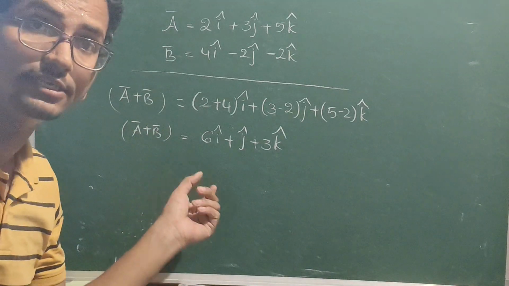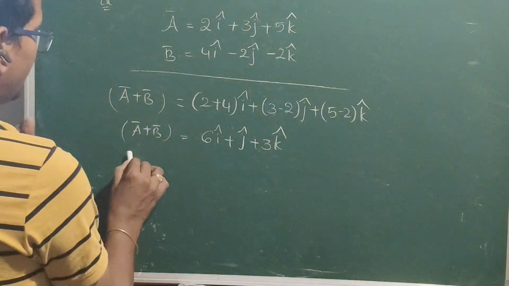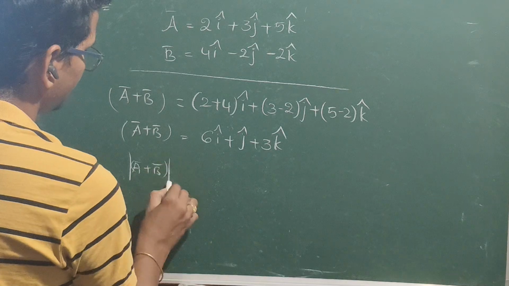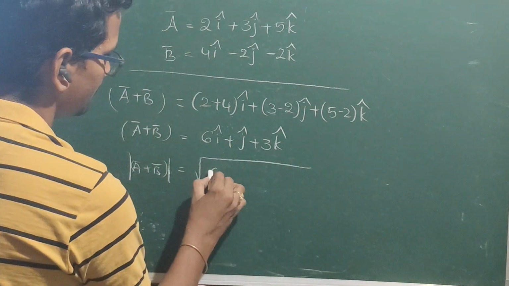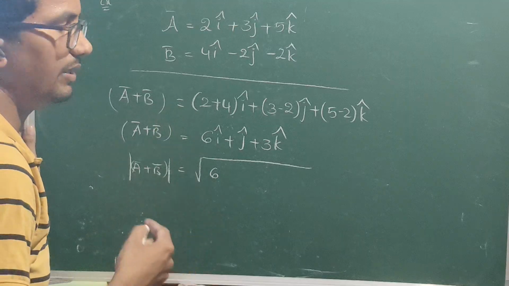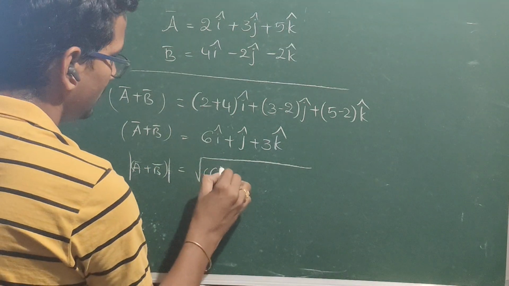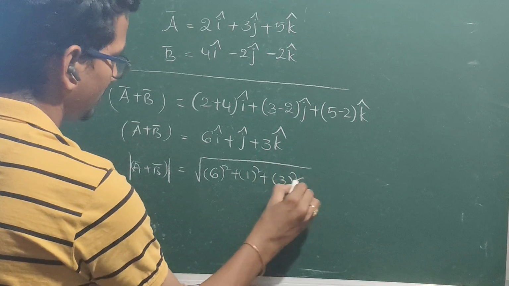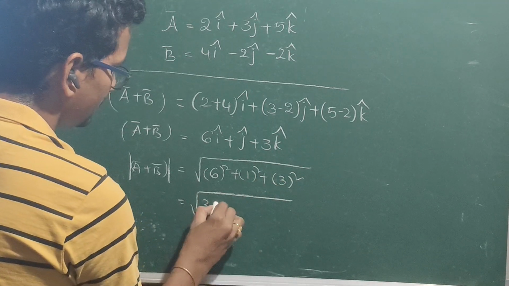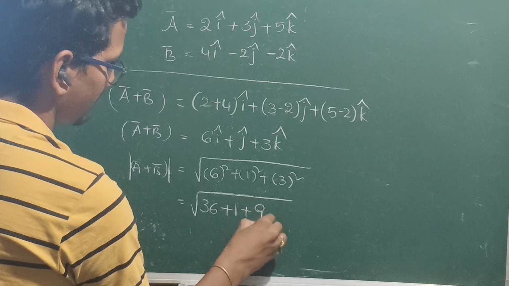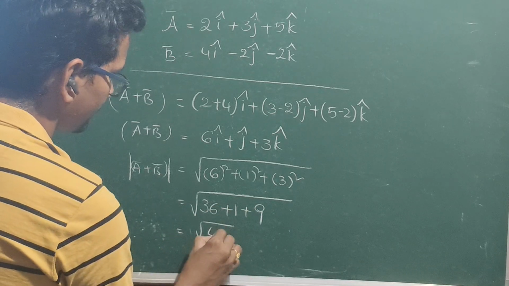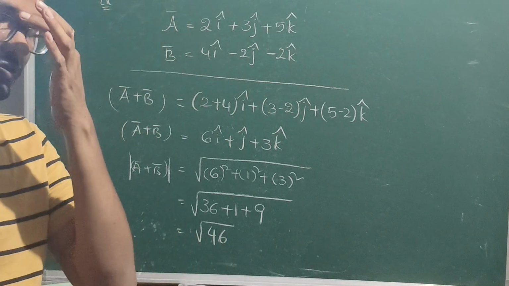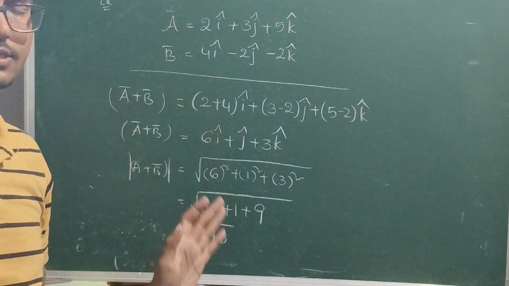If you want to find the magnitude of this value, magnitude means modulus of a bar plus b bar. We can do this like this: square root of 6 squared plus 1 squared plus 3 squared. What is the value? 36 plus 1 plus 9, which is the square root of 46. That is the magnitude of this equation. That's why we can do the sums like this.